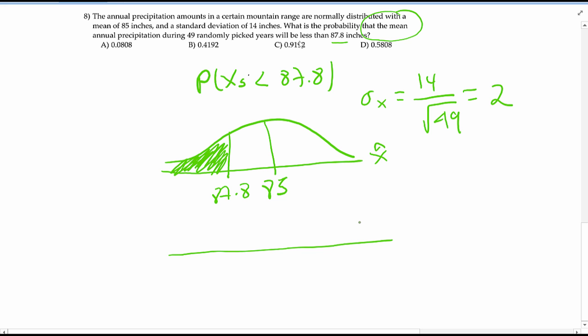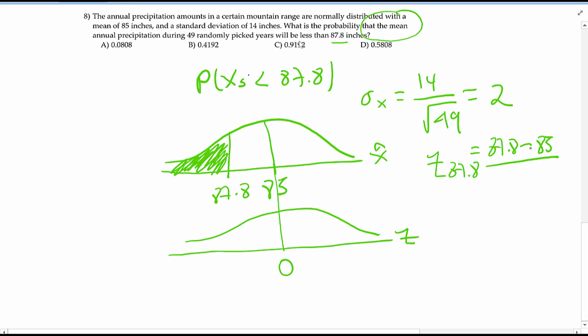Again, I standardize the problem, so I'm converting this into z values. The 85 will go to 0. The z-score of 87.8, of course, is going to be negative. 87.8 minus the mean, which is 85, divided by the standard deviation, which is 2. That z-value is going to be 87.8 minus 80. Oh, sorry. Huge mistake, no? I know some of you were saying, why are you doing that?